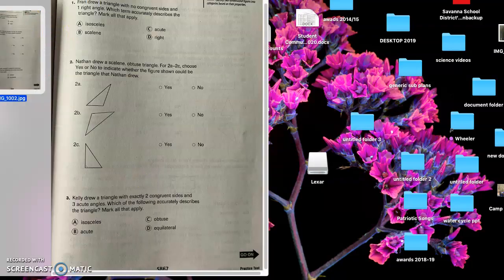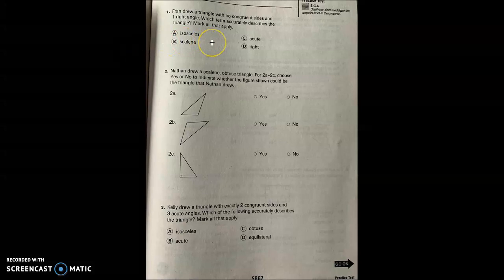Okay, question number 1. We want to know if it has no congruent sides, what type is it? And if it has one right angle, what type is it? So you should be choosing 2 answers. For question number 2, it says Nathan drew a scalene obtuse triangle. So look at your notes. What does scalene mean? And what does obtuse mean? And then would this be a picture that's scalene and obtuse? Check each one of these yes or no.